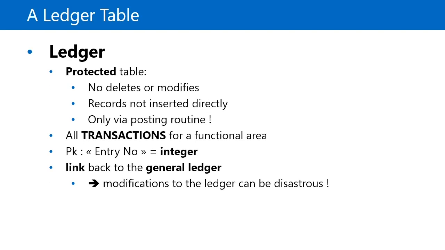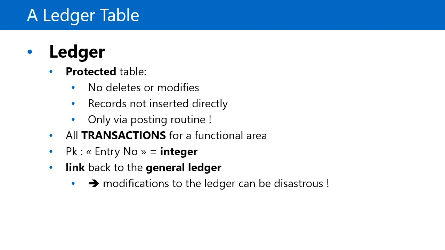If you have a closer look or summarize our ledger tables, then we notice that a ledger or ledger entry table, including also the register tables, are protected tables, which means that no one is able to do any deletes in this table or modify information. Records are not inserted directly into this table, but only via posting routine to make sure that our accounting is still consistent. All transactions are kept for each functional area in ledger entry tables.